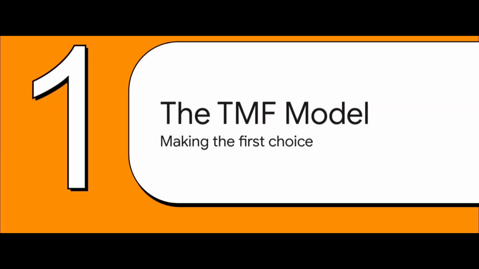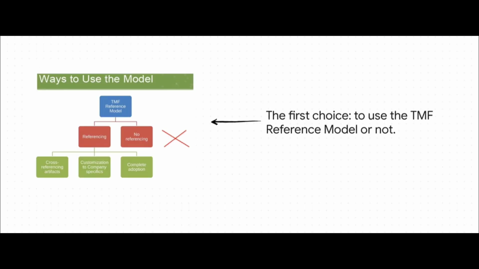Okay, so your organization has this industry-standard toolbox. Now what? Well, the very first decision your company has to make is how you're going to use it, or even if you're going to use it at all. This is the first big fork in the road. This flowchart here lays out that initial choice really clearly. The first decision is basically a yes or no. Are you going to formally reference the model, or are you going to go your own way?